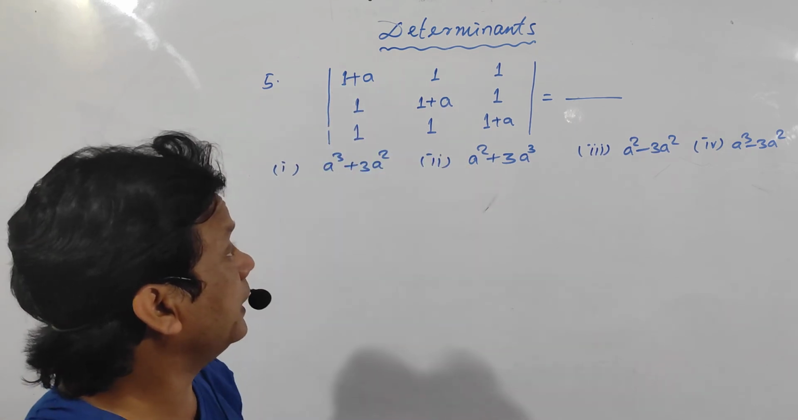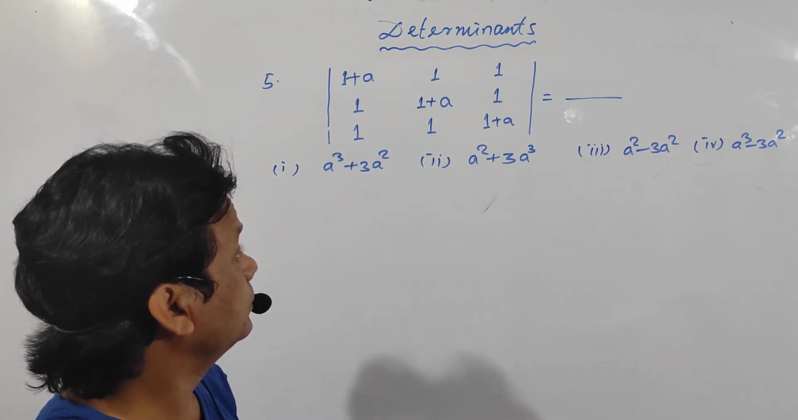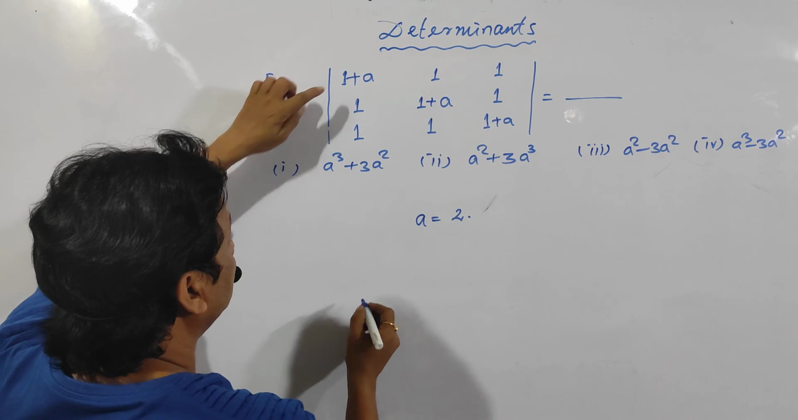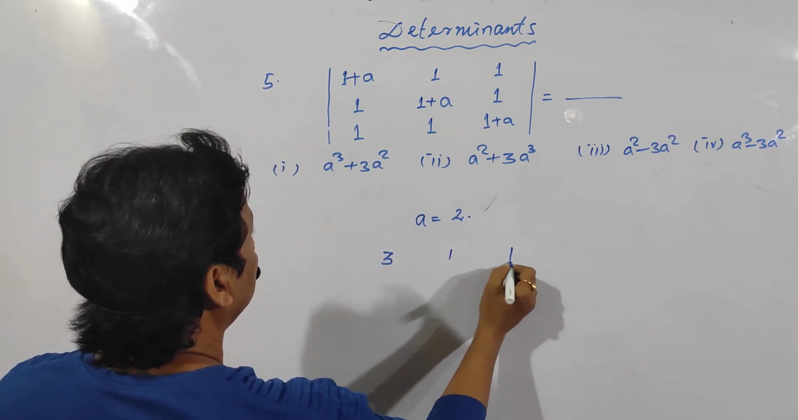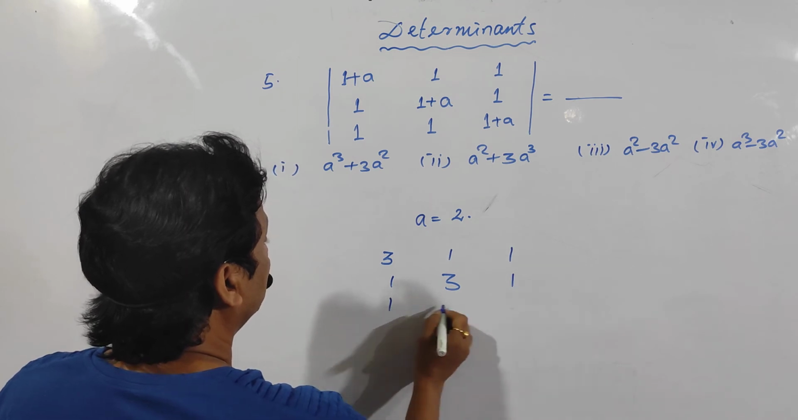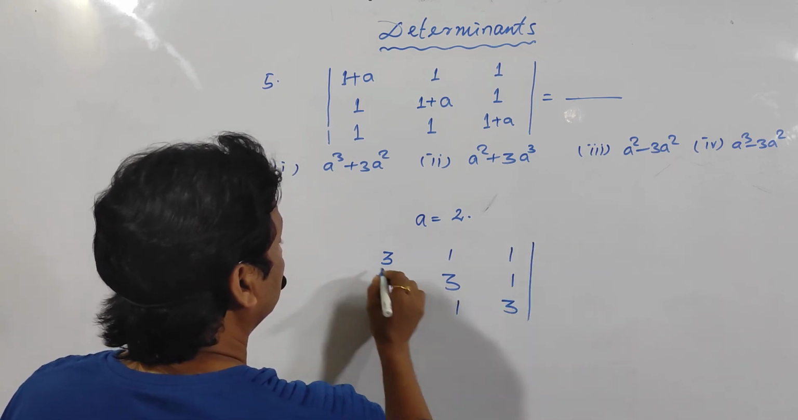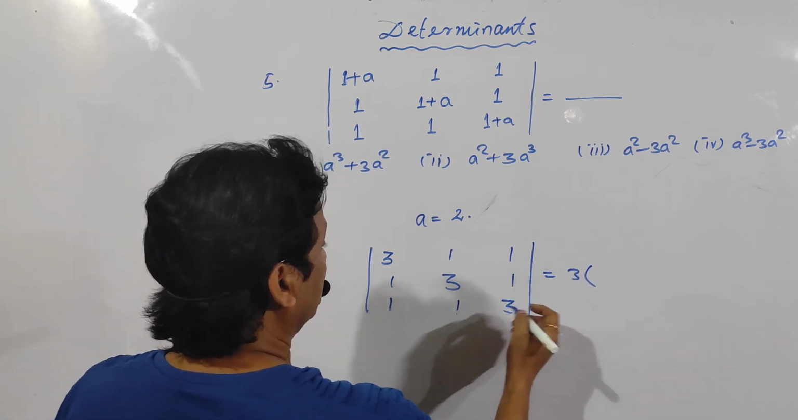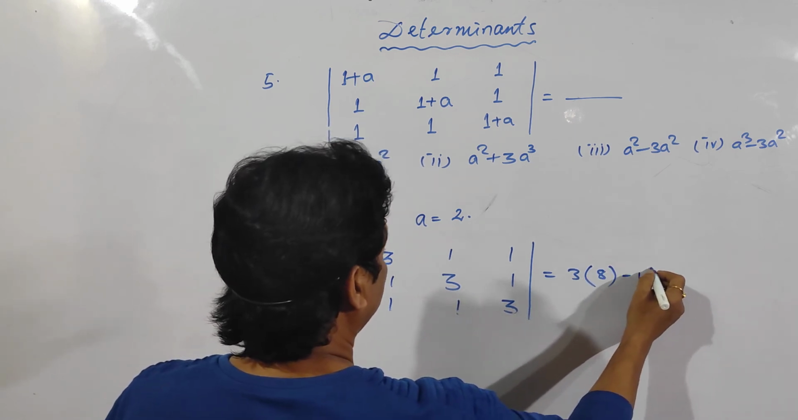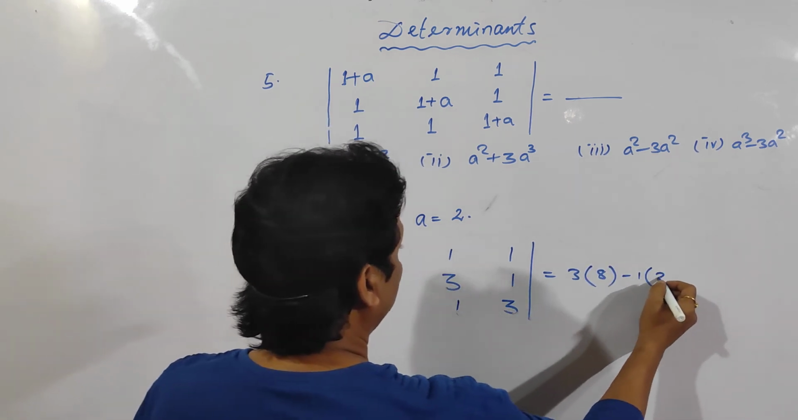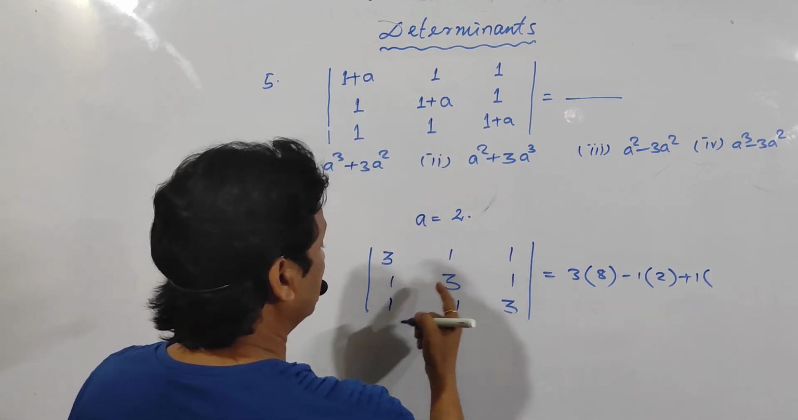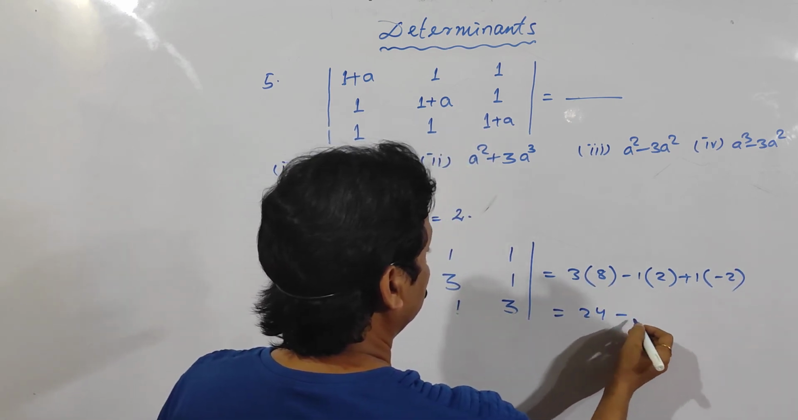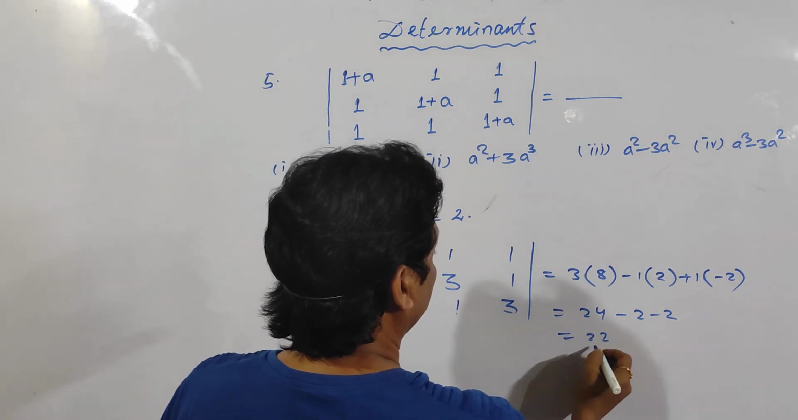So, it will be better if you take a is equal to 2. Let us take a is equal to 2. So, I am taking a is equal to 2. Clear? So, this will become 3, 1, 1, 1, 3, 1, 1, 1, 3. Clear? So, what is the result? Let us see. 3 into 9 minus 1, it is 8, minus 1 into 3 minus 1, it is 2, plus 1 into 1 minus 3, it is minus 2. Clear? So, 8 into 3 is 24, minus 2, minus 2, it is 20.